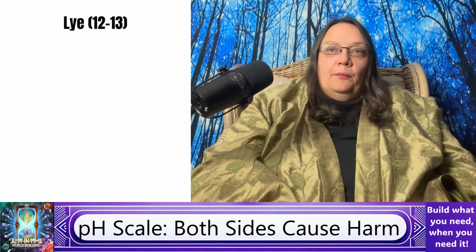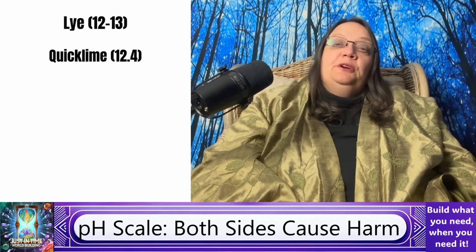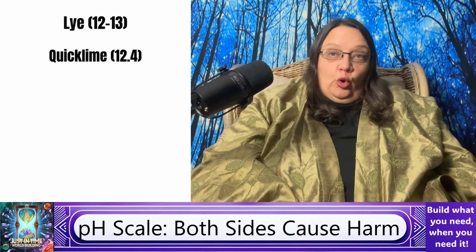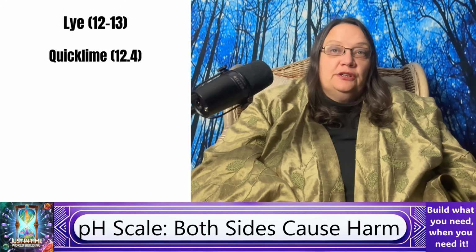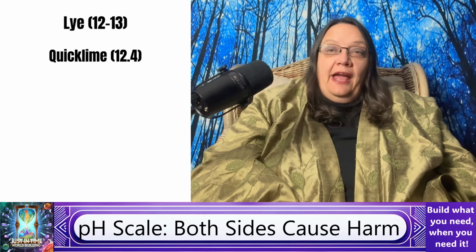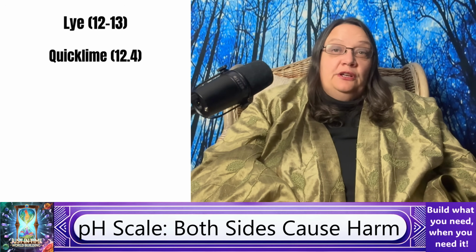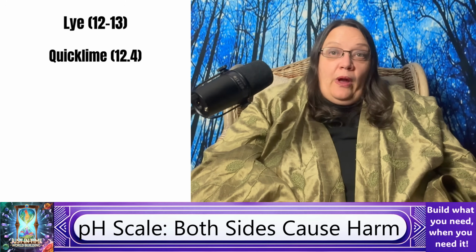Next, quicklime or slaked lime, pH 12.4, which is produced by cooking limestone in a kiln. When added to water, quicklime undergoes a violent exothermic reaction, boiling the water and creating a highly caustic paste. It was historically used in construction as mortar and as a chemical weapon in naval battles to blind enemies.